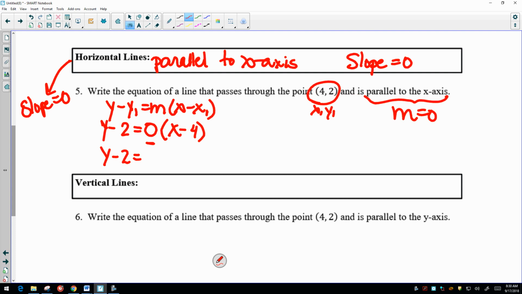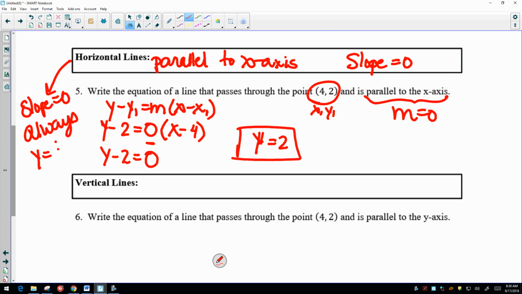So we're not going to leave it like this. We're going to simplify it and say, well, y minus 2 equals 0. And in fact, we're going to take it one step further to solve for y. And if I were to solve for y, I add 2 on each side, and I'm going to get the equation y equals 2. So what you're going to notice here is not only are all horizontal lines going to have a slope of 0, but all horizontal lines will always be in the form of y equaling a number. And that number is always going to be from that coordinate that it passes through.